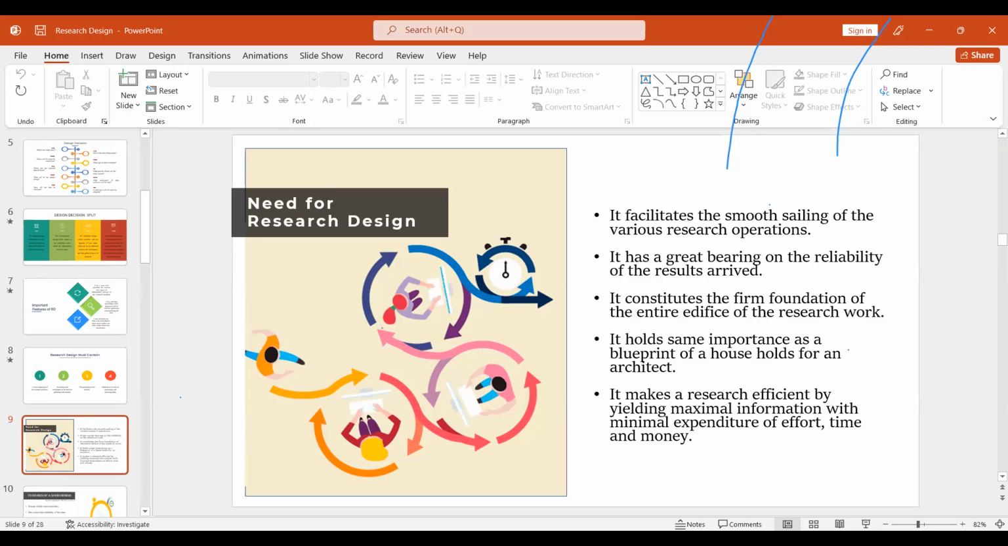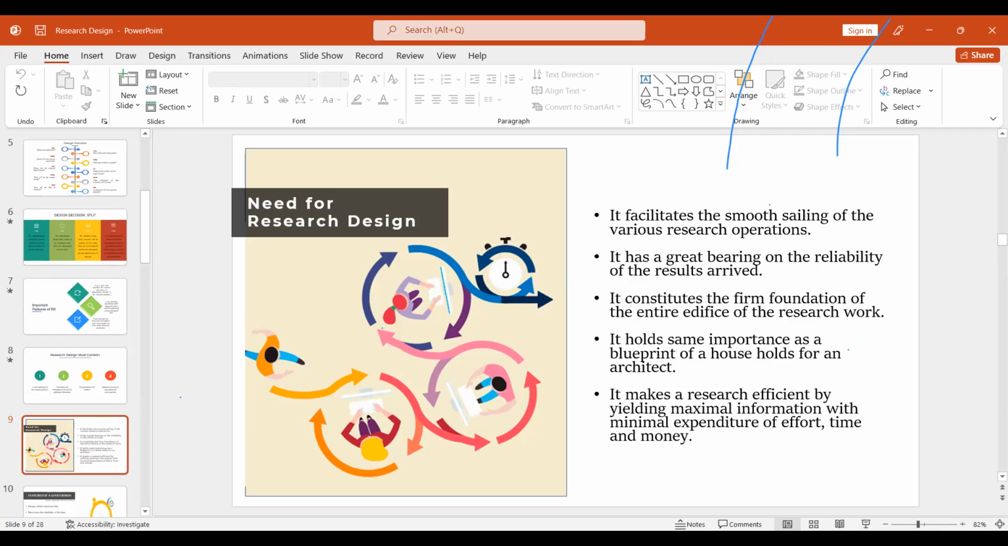So that's why it is necessary that thoughtful designing of the research project may result in fruitful results. It is therefore imperative that an efficient and appropriate design must be prepared before starting research operations.